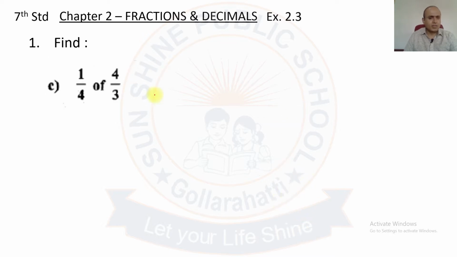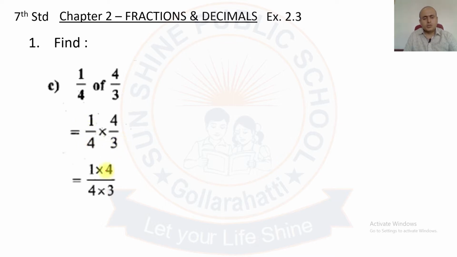Next question, 1 by 4 of 4 by 3. So you have to find 1 by 4 of 4 by 3. That means you have to multiply 1 by 4 into 4 by 3. That is 1 by 4 into 4 by 3, multiply. So multiply 1 into 4 by 4 into 3. 4 1s are 4 and 4 3s are 12. That is 4 by 12.